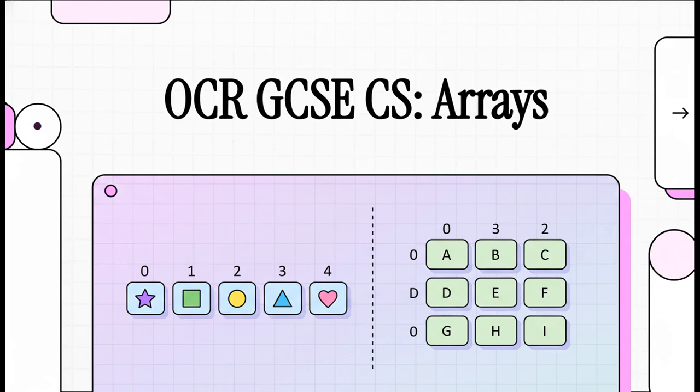Hello and welcome. If you're getting ready for your OCR GCSE computer science exam, you are in the right place. We are going to break down one of the most important data structures you need to know, arrays. Let's just jump right in.